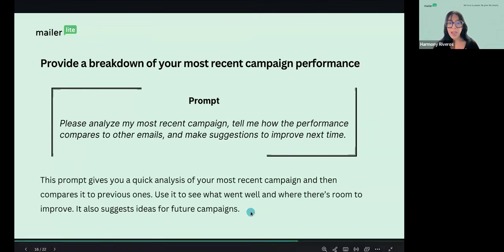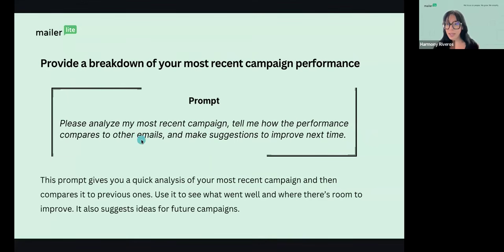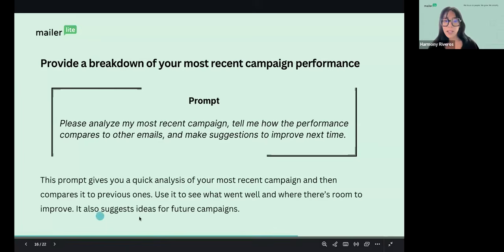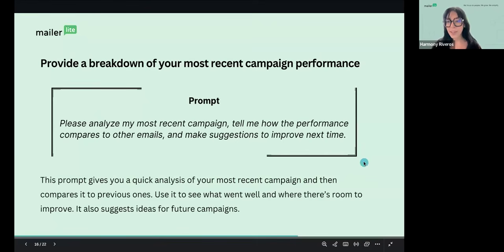You can say that, and notice I'm not giving it any information on my most recent campaign. I'm not giving it any information on my other emails because with that connection, it already has that info. This prompt gives you a quick analysis of your most recent campaigns and then compares it to the previous ones. It analyzes it to see what went well and where there's room to improve. It can also make suggestions for future campaigns. This is something that could take an email marketer a very long time to do themselves. They will spend time going through their emails and looking at all of this. This makes it so that all of the data is presented to you in a way easier way to see. It's clear, and you're able to actually get suggestions for future campaigns.